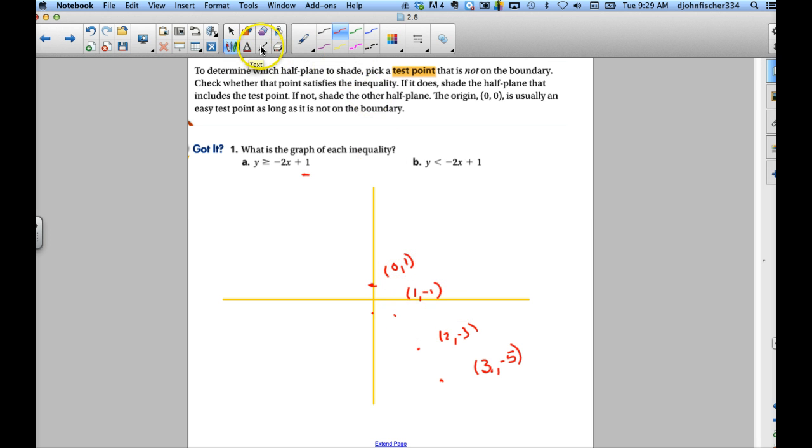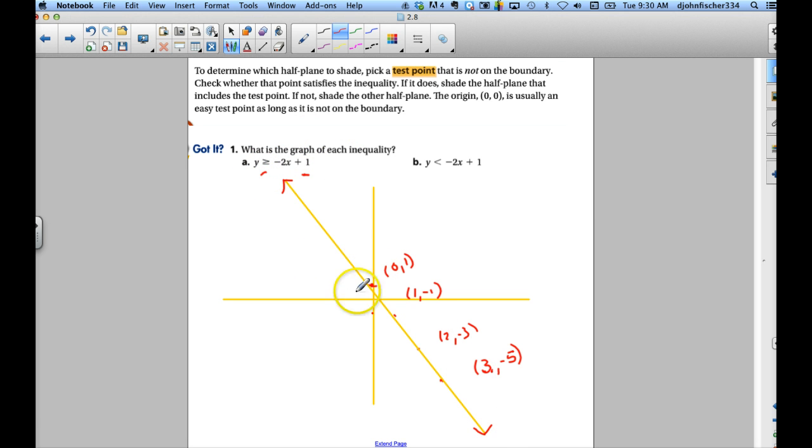Now if I drew my graph here, what kind of graph do I want? Well, this is an equal sign underneath here, so I want a solid line. So I'm going to draw my line right through those points as best I can. There's my line. Make sure I have arrows on both ends. And I have a solid line because there's an equal sign right here.